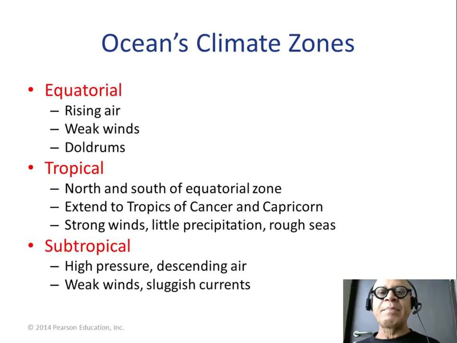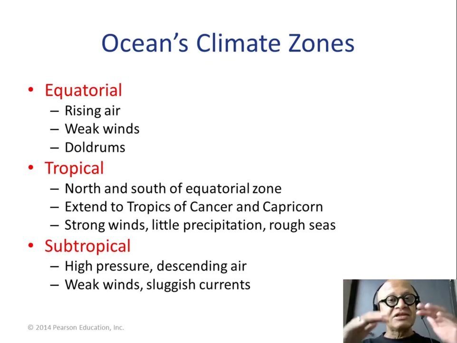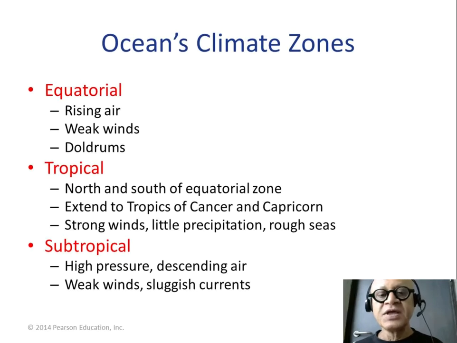Just to wrap it up, you have the equatorial region with warm temperatures, low pressure, rising air, weak winds. We call it the doldrums. The tropics are north and south of the equatorial zone. They extend obviously to the Tropic of Cancer and Tropic of Capricorn. That's why we call them tropics. They have the strong trade winds, and very little precipitation because there is subsidence, clear skies, high pressure.